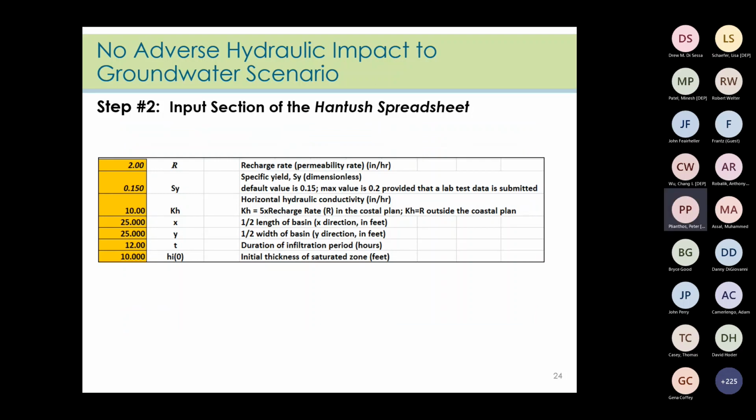Alternatively, you can grab screenshots from the input section of the HAND-touch spreadsheet, shown here with the parameter values from the previous slide entered in the gold shaded cells. This version of the spreadsheet is one that allows time to be input in hours rather than days and recharge in inches per hour.